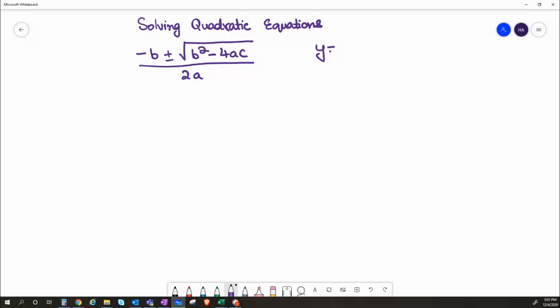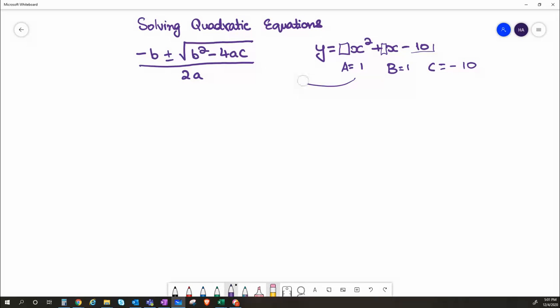The question goes like y equals x squared plus x minus 10. I like to split it into three different parts: a, b, and c. A is 1 because there's nothing before the x squared. And b is also 1 because there's nothing over here. And c is always the end, so it's 10. It's actually negative 10. So we can now input these numbers into the letters in this equation.